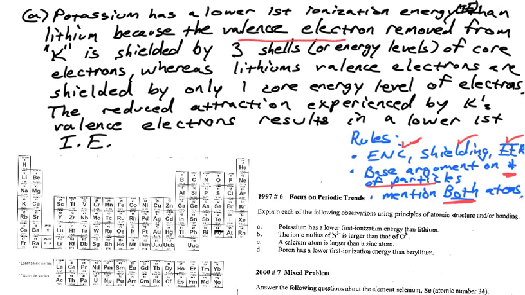Anyway, the valence electron removed from K is shielded by 3 shells. There's our specific statement about number of particles in some way. So K is shielded by 3 shells of core electrons, whereas lithium's valence electrons are shielded by only 1 core level of electrons. The reduced attraction experienced by K's valence electrons results in a lower first ionization energy. So this is kind of my conclusion.